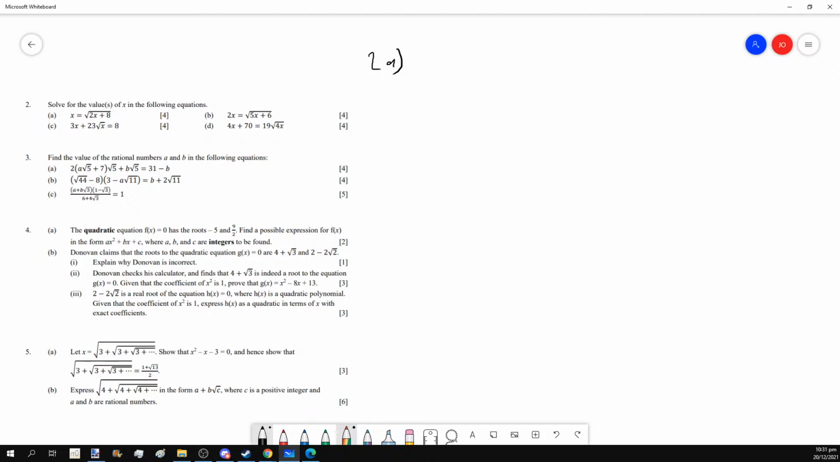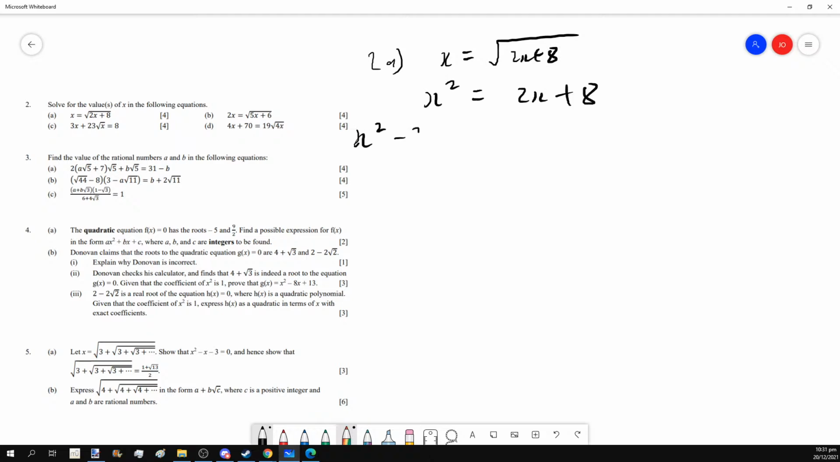We would like to find the value of x. This is something that you've been doing since, what, 10 years old? Find the value of the unknown. So, nothing very enlightening over here. We will simply find a way to change it into a quadratic. So, for example, in 2a, we are given x equals to the square root of 2x plus 8. Very clearly, that means that I can square both sides as follows.